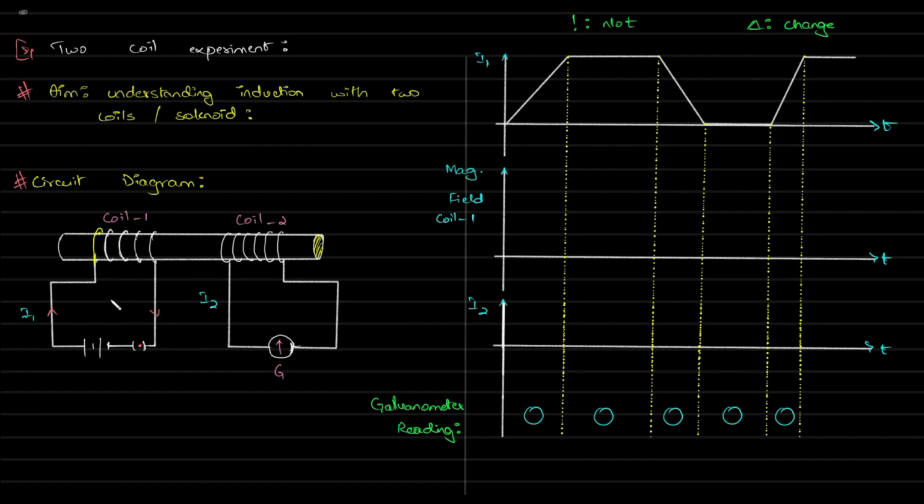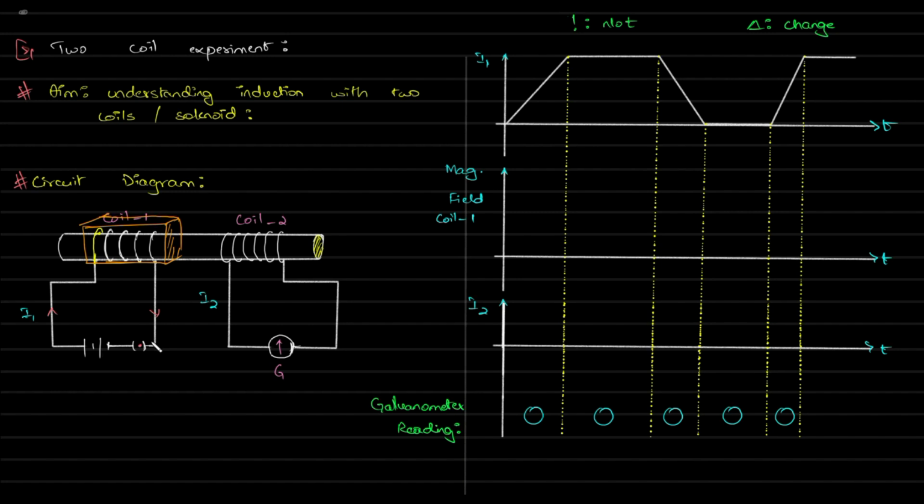Well and good. The question is, what will happen to the magnetic field in coil 1? There will be some magnetic field, is it not? That's the whole idea of a solenoid. It can generate a magnetic field. So basically, instead of coil 1, I'll think of it as a magnet whose strength can change.